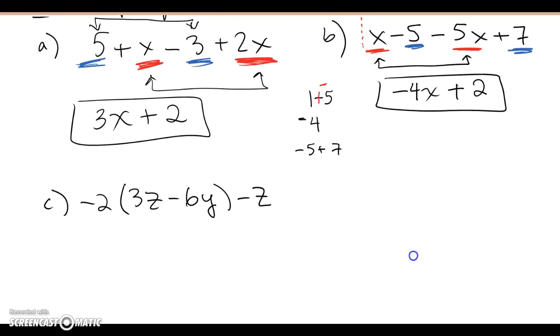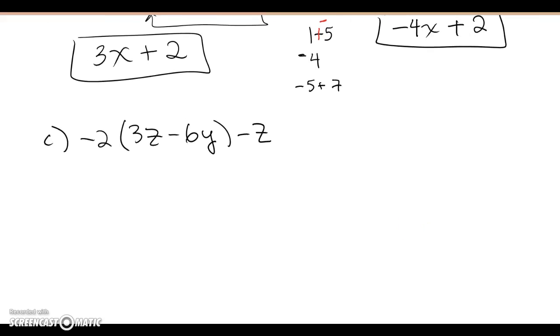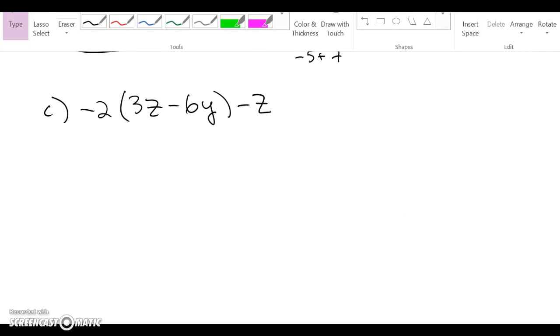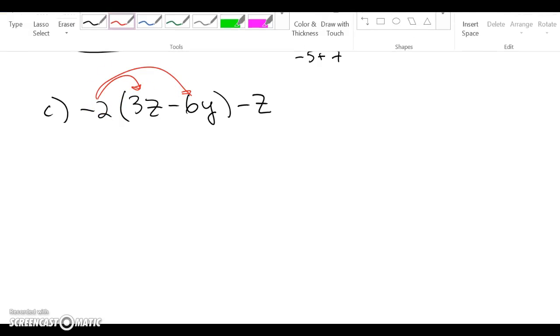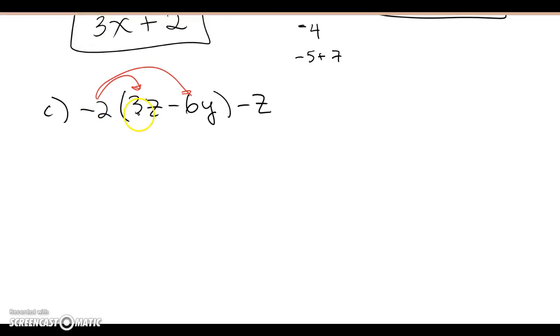Alright, part C, it looks like we need to use the distributive property and multiply that through and then see what happens. So I've got negative 2 times a positive 3, which is a negative 6. Attach the z next to it. Then I've got a negative 2 times a negative 6, which is a positive 12, attach the y with it, and bring down the negative z that was waiting.